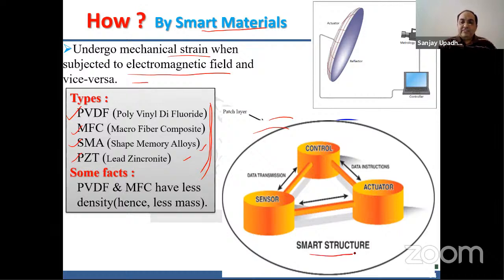The smart structures have sensors, actuators, and control. So the same material, these smart materials, will actuate and sense. This is a closed loop control system, and that's why it is known as smart materials. And these smart materials we can utilize in any structures. It is known as smart structures.